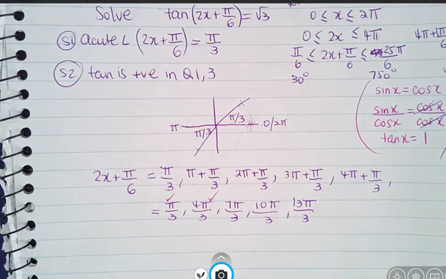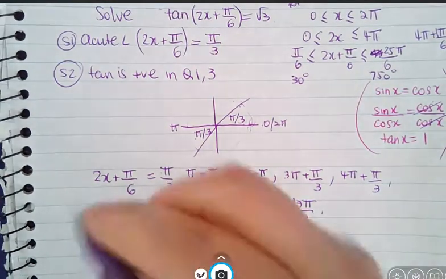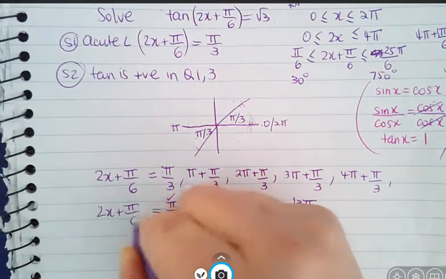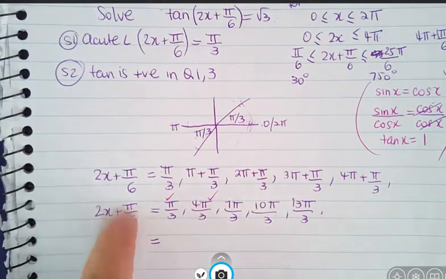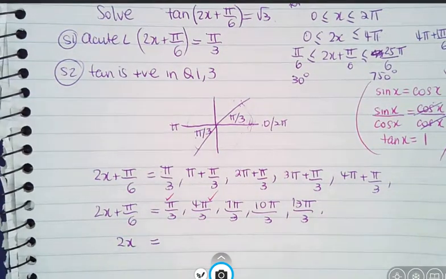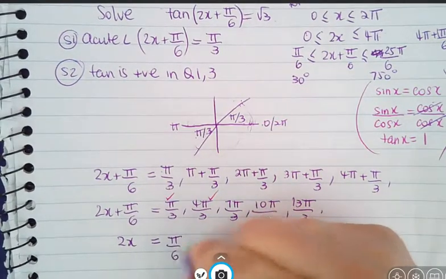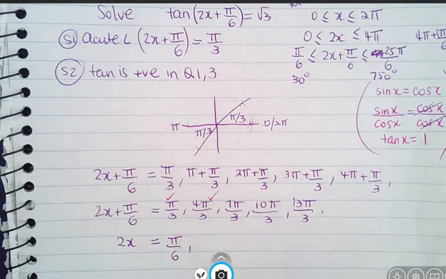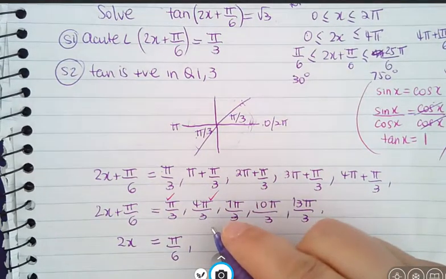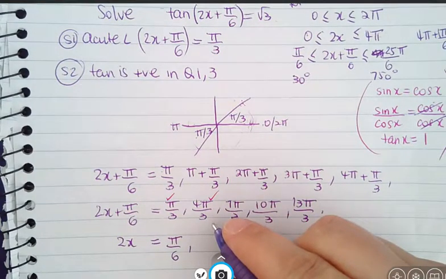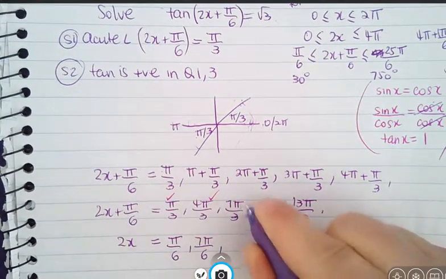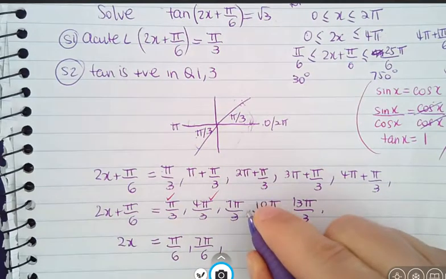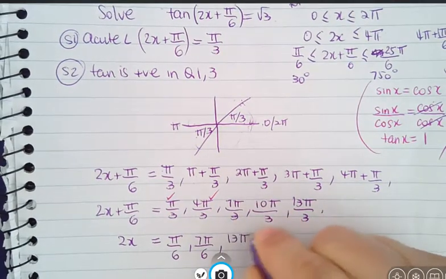So now what do I do? I've got those. That's what 2x plus pi on 6 is. Now I subtract pi on 6 from each, because I'm solving now. So it's a third minus a sixth. I think that's a sixth. Then 4 over 3 minus a sixth. That's 8 on 6 minus 1 on 6, that's 14 on 6, 13 pi on 6.